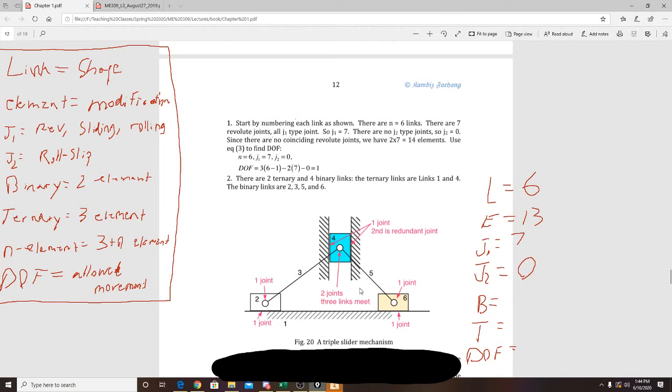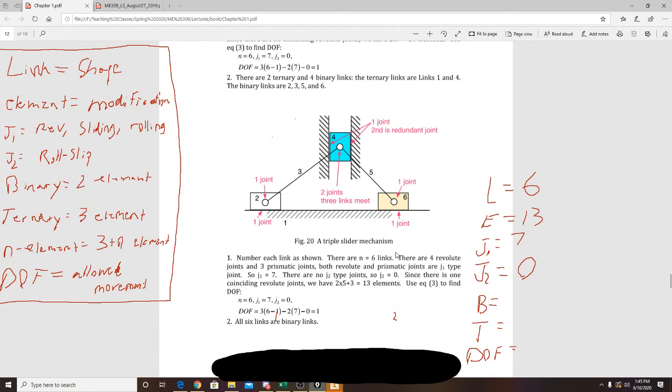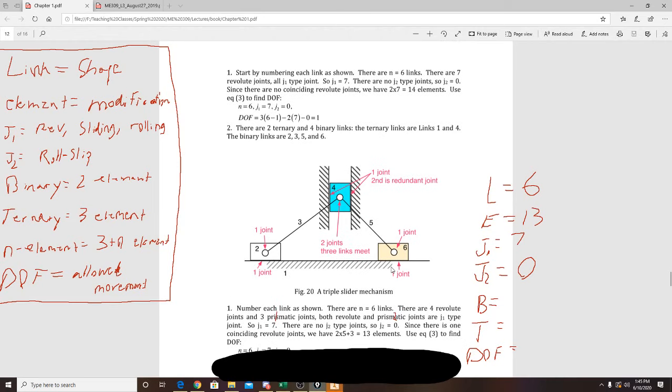Three. So Rosendo says 3, right? Jackson says 4. The difference between you two is that you counted 1 here, 2 here, and 4 here, so one of you didn't count one of these. Let me see which one it is, because I'm fairly certain. What was I looking for? Oh, binary and ternary. Yeah. It says that all 6 links are binary.